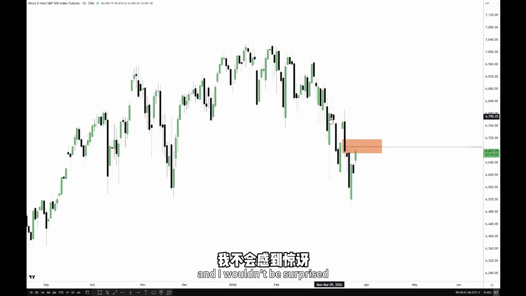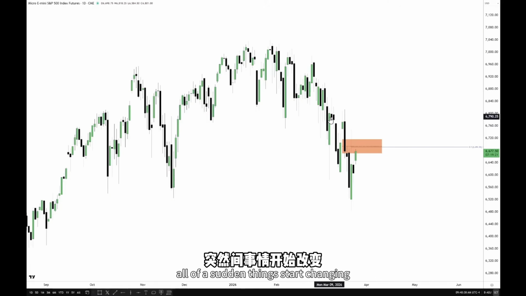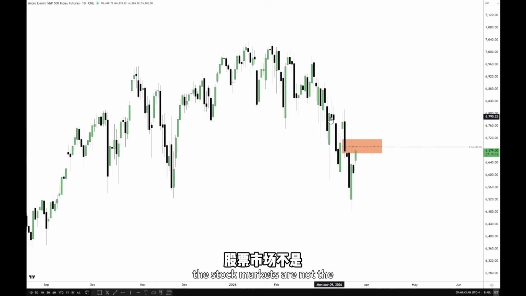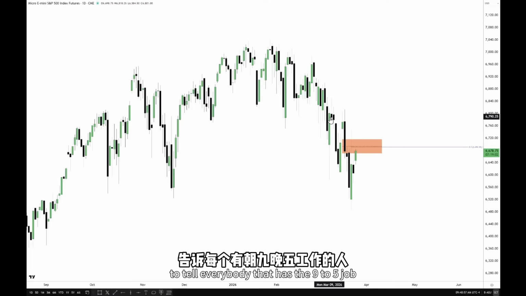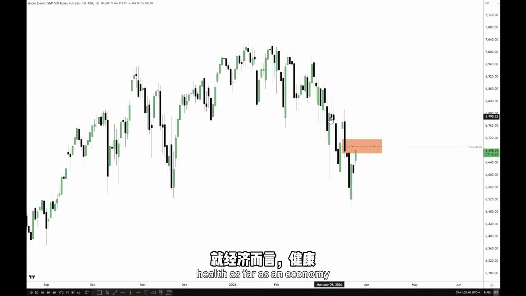And I wouldn't be surprised, once the new Fed chair gets in there, that all of a sudden things start changing and the markets start really tearing off to make it look like this is the best economy ever. The stock markets are not the barometer for how well the economy is going. It's just simply not. But the fools that run around pretending they know something and the pundits on the TV screens tell everybody that has the 9 to 5 job, maybe they have a 401k, maybe not, they will say, well, the economy's strong. Look at the stock market. That's not indicative of the market's health as far as an economy.